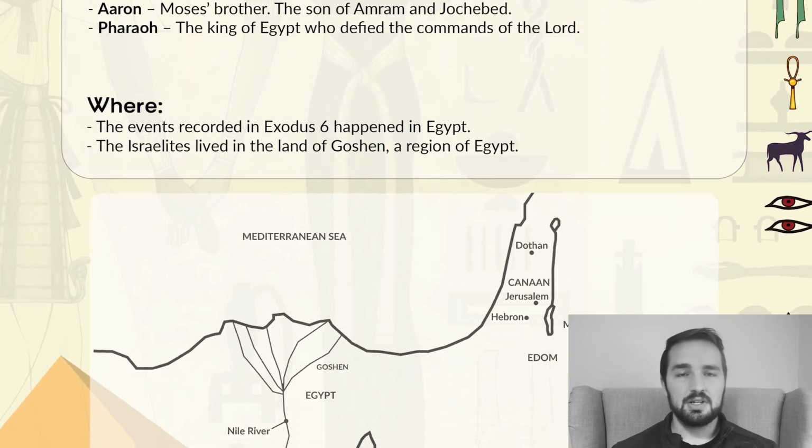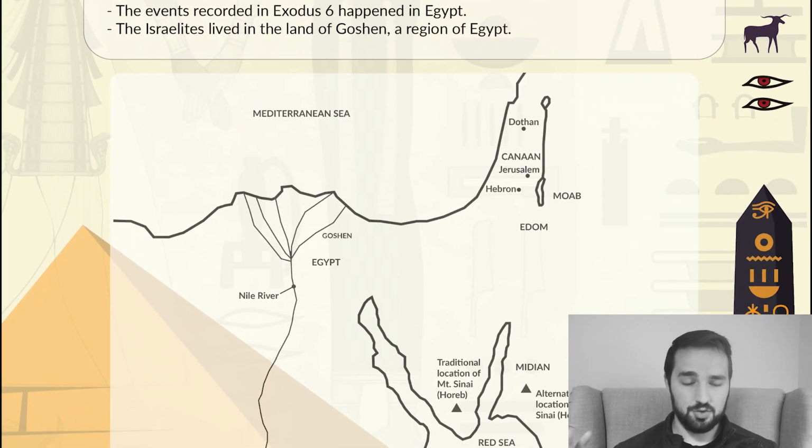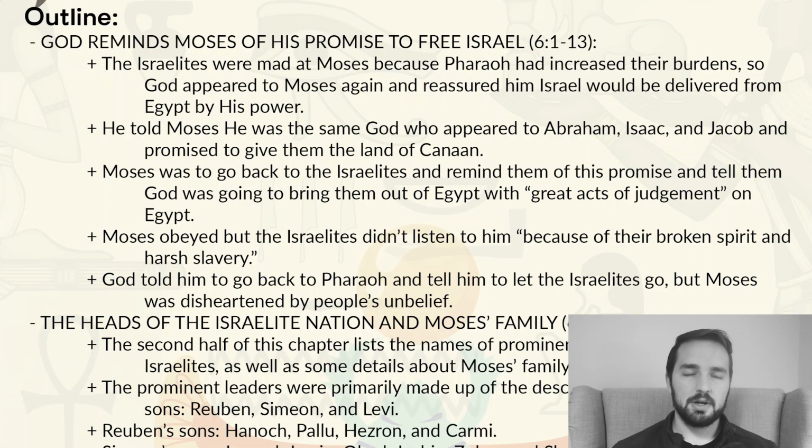Our map is going to be the same as Exodus chapter 5 as well. These events took place in Egypt. The Israelites were enslaved there, as we mentioned. They lived in a region known as Goshen, which was to the east side of Egypt. So now let's talk about our outline.